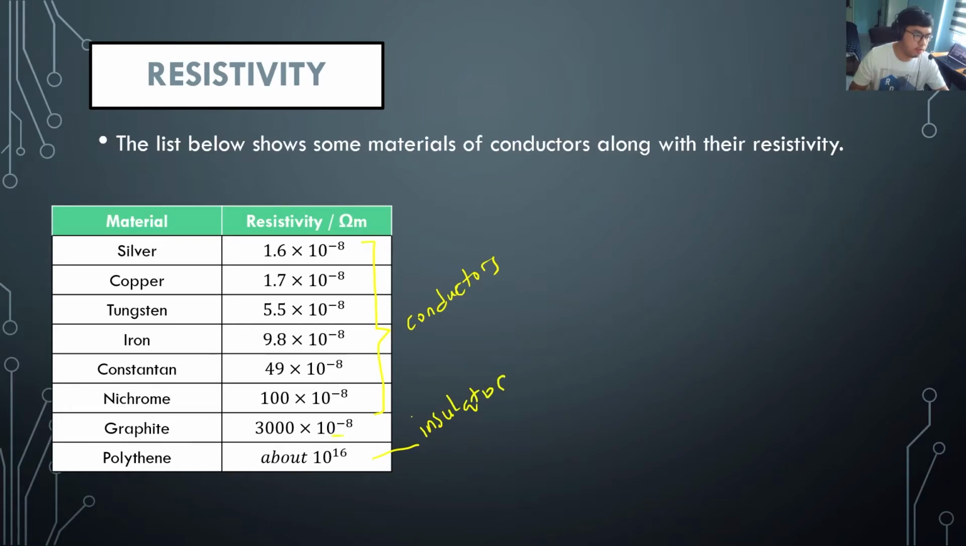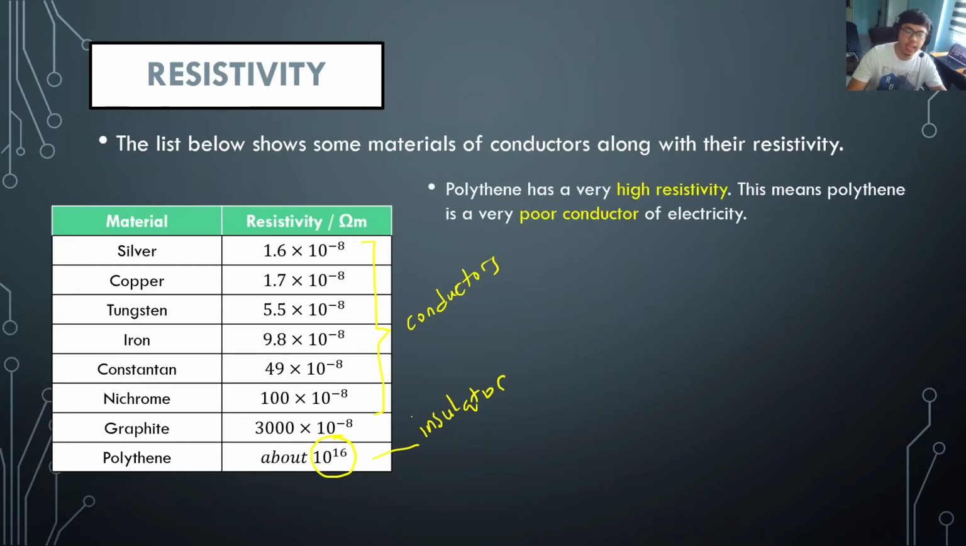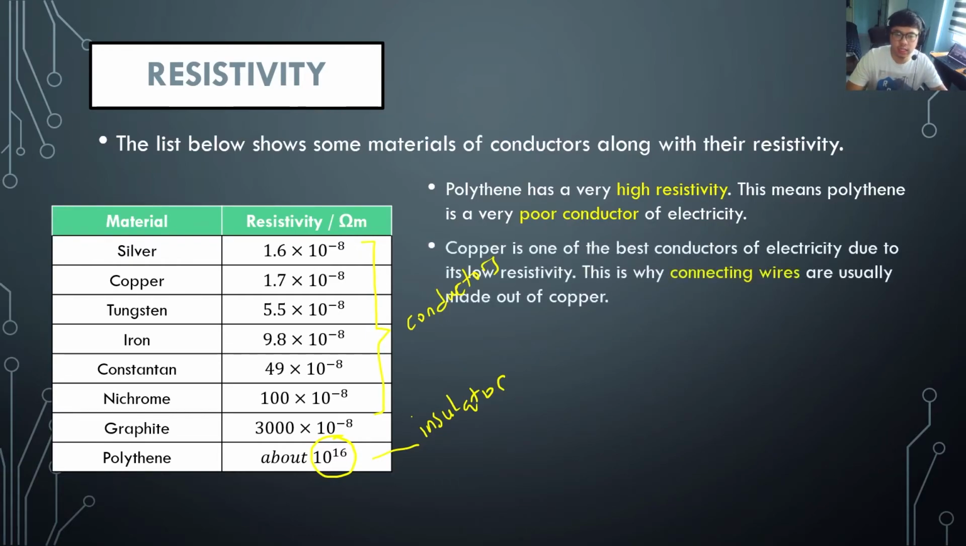And polythene, which is an insulator, it's a type of plastic, has a very high resistivity. So that's 10 to the power of 16, which is 1 with 16 zeros after it. That's very high resistivity. So like I said, polythene has high resistivity, so it's a poor conductor of electricity, otherwise known as an insulator. Copper is one of the best conductors of electricity due to its low resistivity. This is why connecting wires are usually made out of copper.